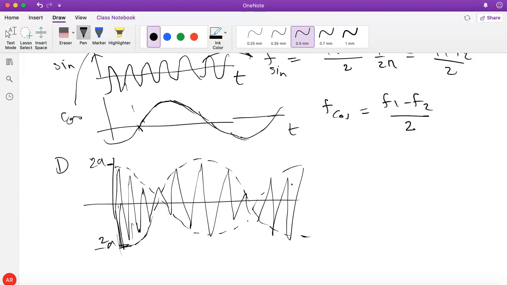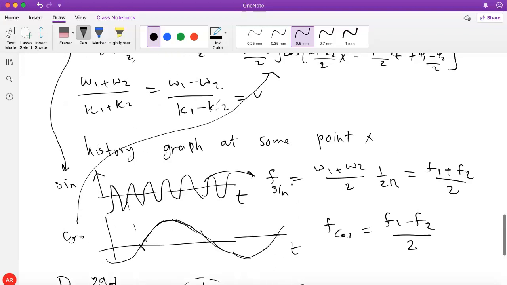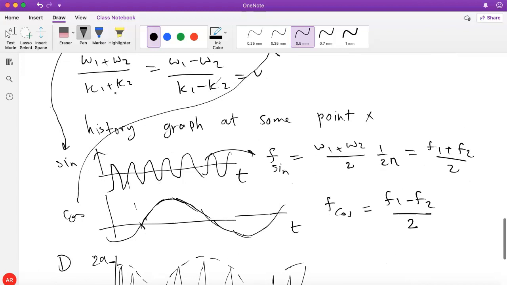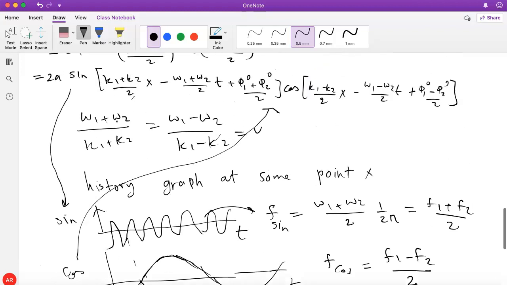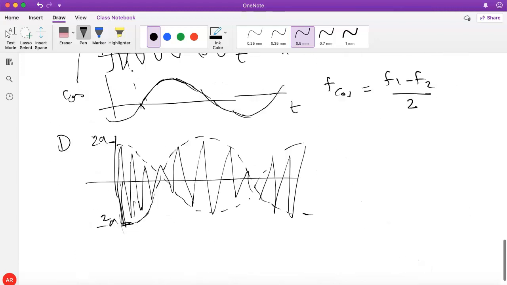So by just writing the sum of two sines as the product of a sine and a cosine, we can figure out the pattern of the history graph, and the snapshot figures would look similar, except instead of frequencies we have wave numbers k. The same pattern happens for history graphs, except instead of omega 1 plus omega 2, now the relevant coefficient is (k1 plus k2) over 2.